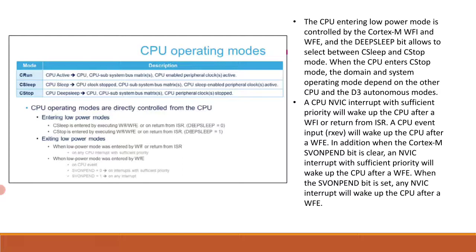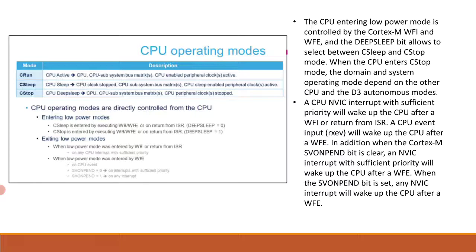Okay. In addition, when the Cortex M SEVONPEND bit is clear, an NVIC interrupt with sufficient priority will wake up the CPU after a WFE. When the SEVONPEND bit is set, any NVIC interrupt will wake up the CPU after a WFE. So the power management function controls the power supply for different domains based on CPU operating mode and domain.